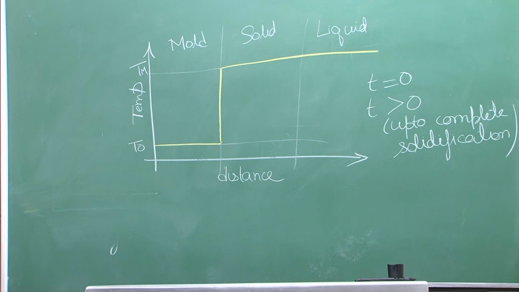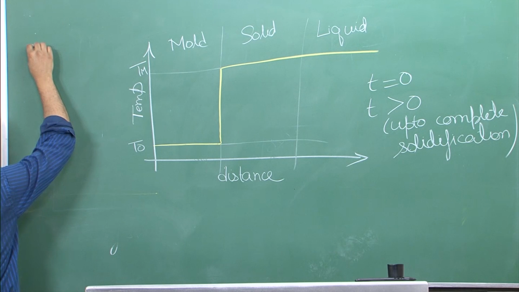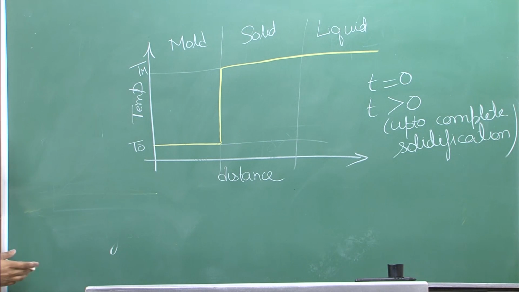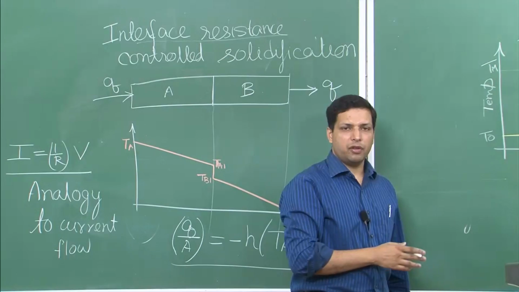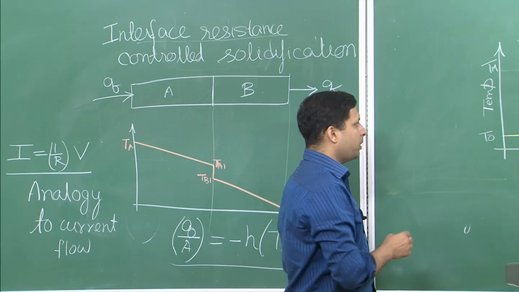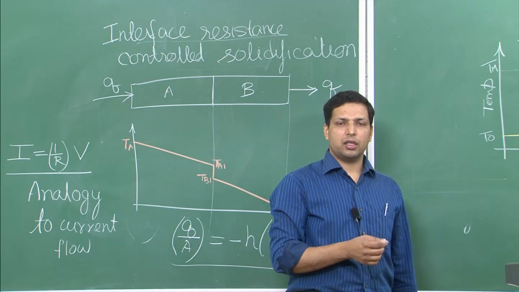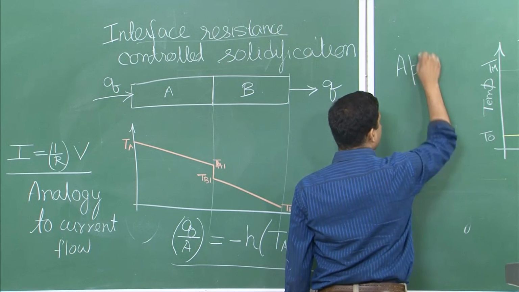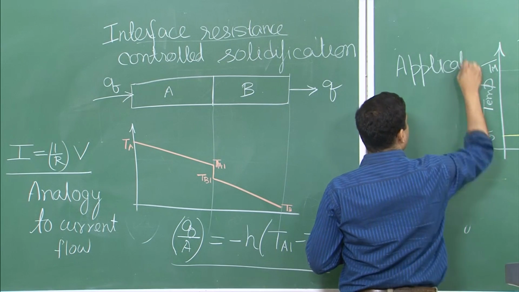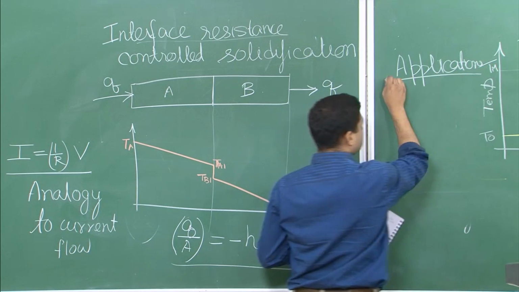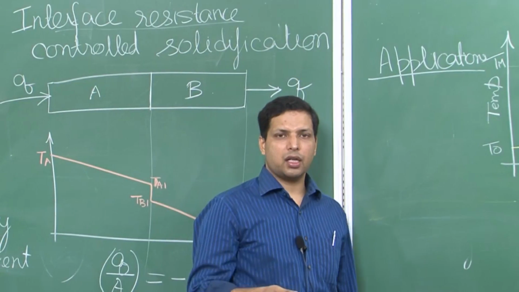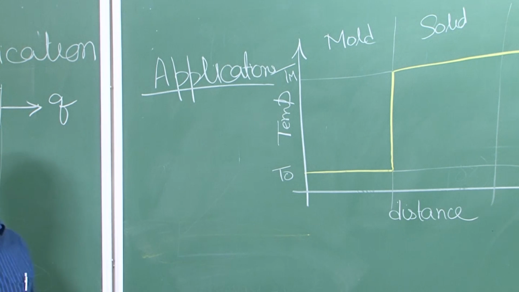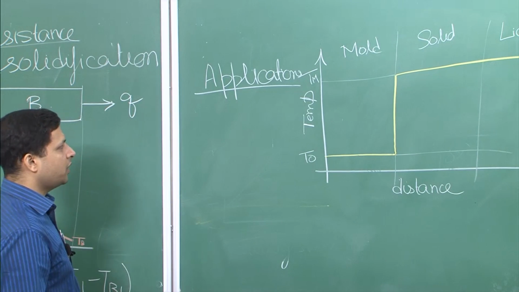So now let us try to formulate the relations for this, and even before that let me say what are the places where we can apply this. Although we have already mentioned it several times, there is a little bit of simplification, but there will be cases where these conditions or these equations can actually still be applied. So what are those applications? Where we can say that the interface is the dominating mechanism and the temperature drop is only taking place because of interface resistance and not because of anything else.